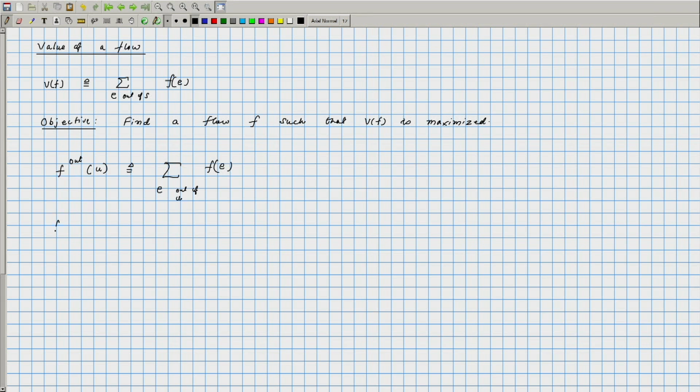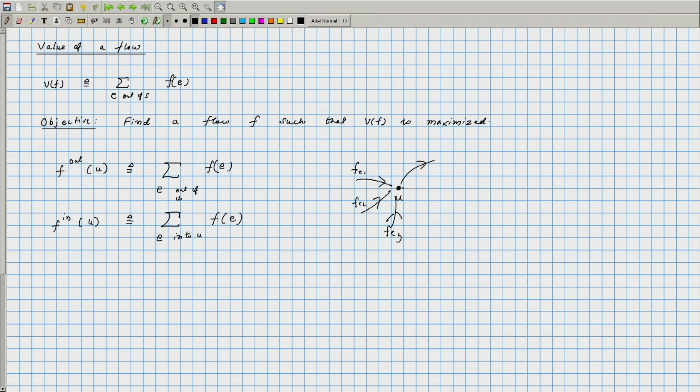Okay. And similarly, we can define f in of u as the summation over edges e into u of f of e. So, if you have a particular vertex u and there are lots of incoming edges, and each of them carry a flow, let us say this is Fe1, this is Fe2 and this is Fe3. If you sum up over these, whatever you get is f in of u.